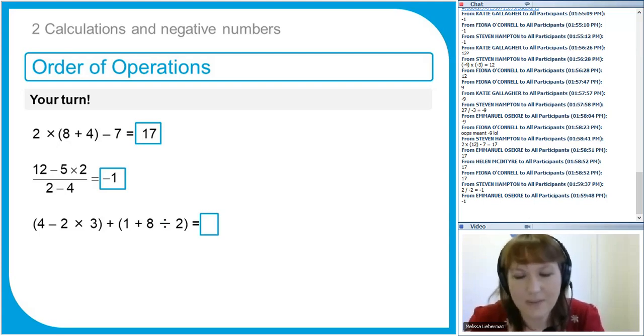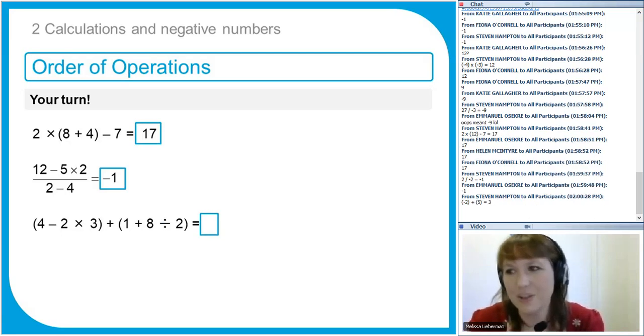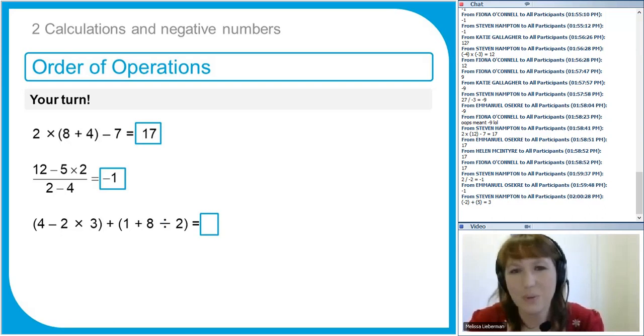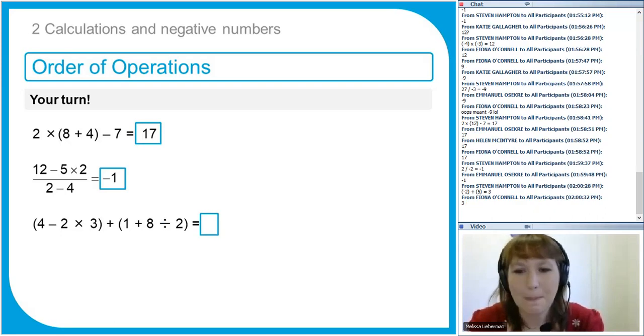Okay, this one. So we've got 2 brackets here. So we'll work out the 2 brackets first using order of operations. In the first bracket, we've got 4 subtract 2 times 3. And in the second bracket, we've got 1 plus 8 divided by 2. So work out the 2 brackets first, and then add the 2 things together. What do we get for this one? I'll give you a second to work it out. We're going to be practicing negative numbers here as well.